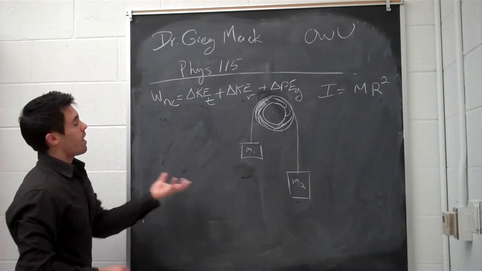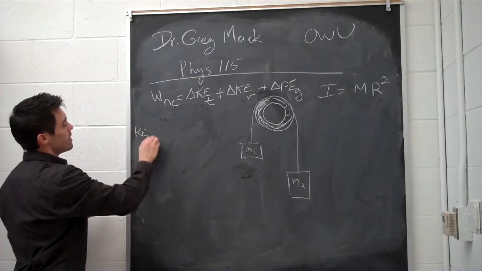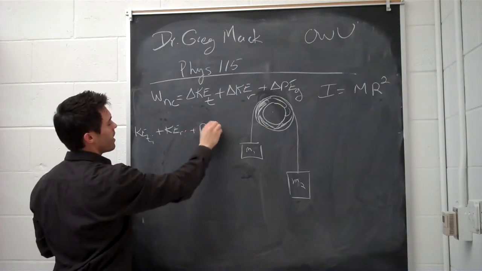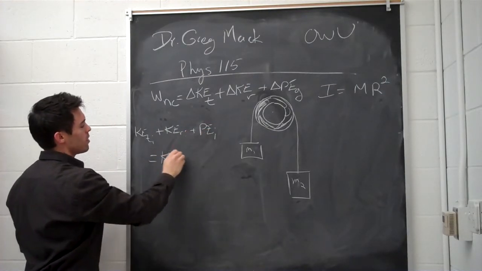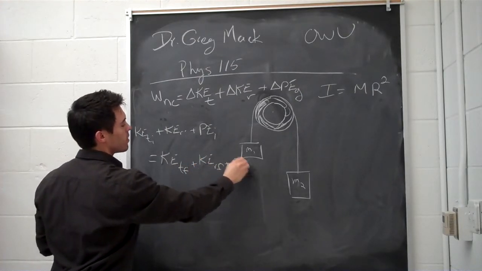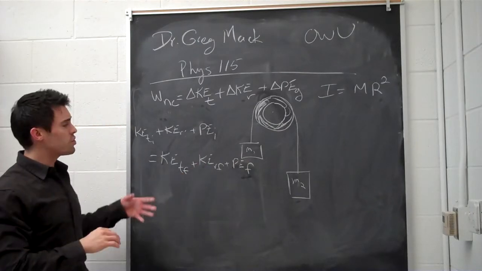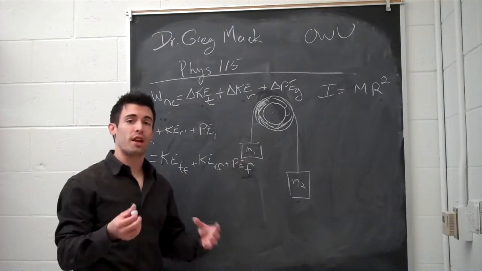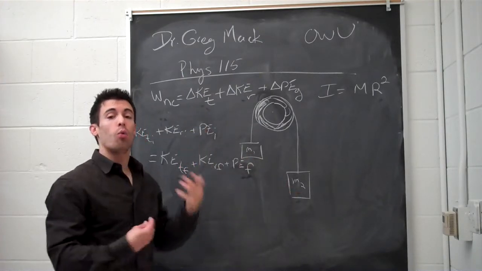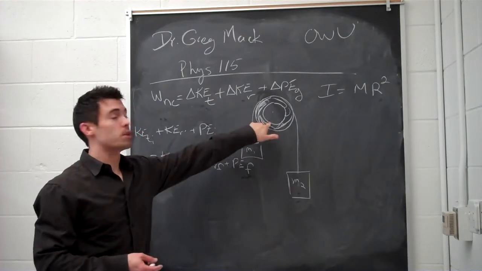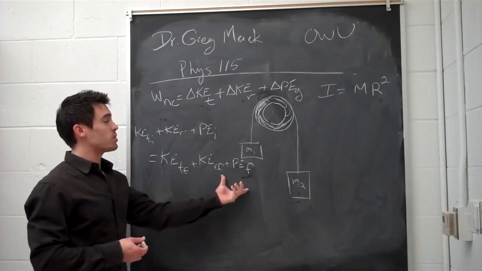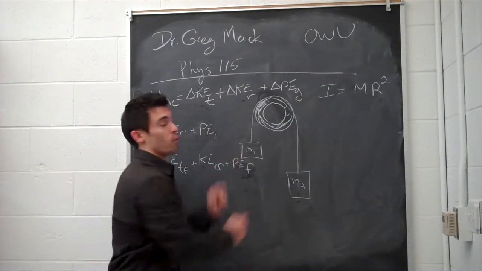So we would have KE_T initial plus KE_R initial plus PE initial is equal to KE_T final plus KE_R final plus PE final. So in this situation, what can have translational kinetic energy? That would be the two blocks, because they are moving in space. What can have rotational kinetic energy? That would just be the pulley, because that's the only thing that's turning. And then what has gravitational potential energy that's changed? That would be both these two blocks.